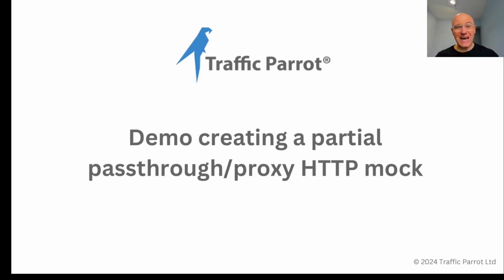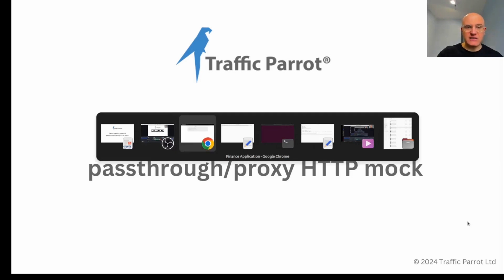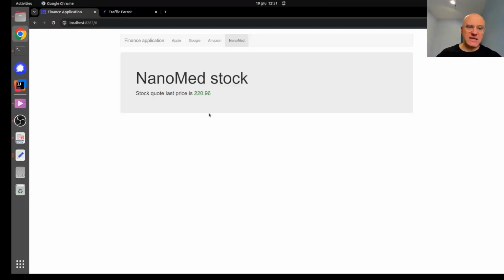So let's have a look at how you could create those partial pass-through proxy mocks with Traffic Parrot. Okay, so first of all, let me show you an application I've got here. This is our finance application. It shows a few stock quotes. You can see it shows the Apple stock quote. The price right now for the stock is $248. Google, Amazon, and there are different prices.